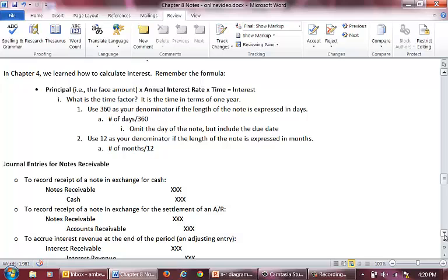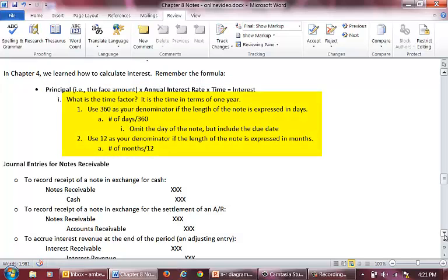One topic of great importance when learning about notes receivable is the calculation of interest. We learned the formula to calculate interest in Chapter 4. The formula is principal times rate times time. Remember from Chapter 4 that the interest rate provided is always an annual interest rate, so we use a time factor to essentially calculate the interest for the particular time period.